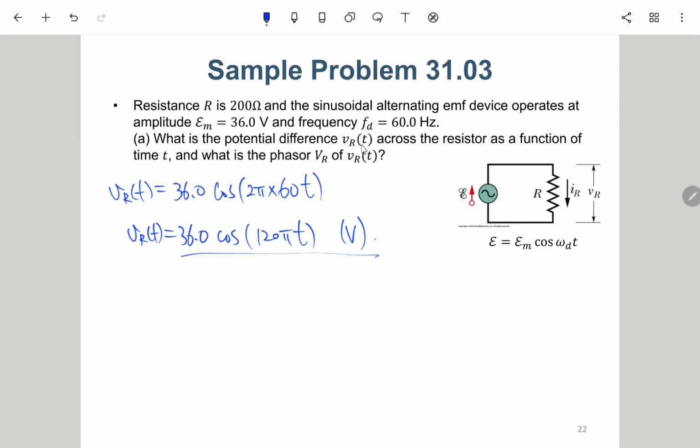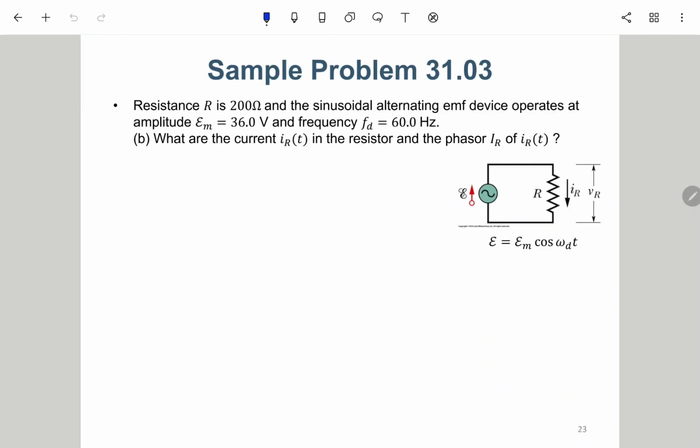So what is the potential difference V out of t, and what is the phasor? For the phasor, the phase is 0 degree, so V out will be 36.0 volt. So this is pretty trivial for the resistor. It's an overkill, but it lets you get familiar with it with the easiest case. For the next one, it also asks what is the current I out of t in the resistor, and what is the phase.